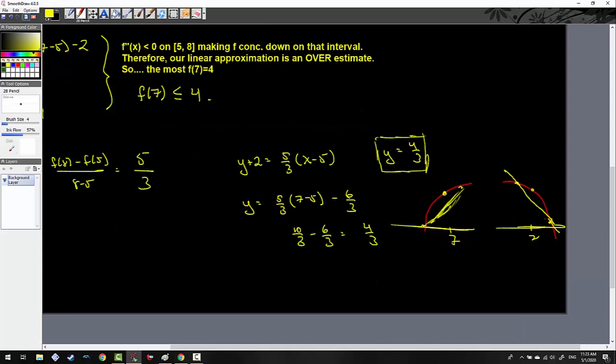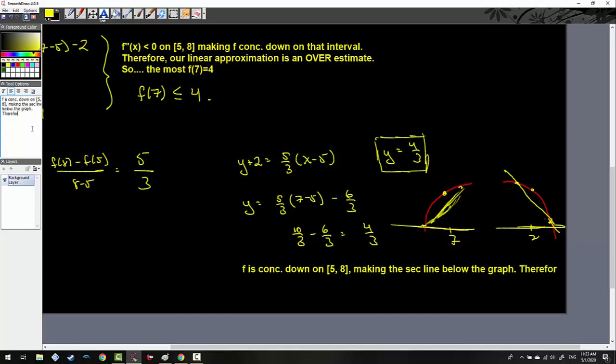What you say is that f is concave down on 5 to 8, making the secant line below the graph. Therefore, f of 7 must be greater than or equal to 4/3. So really, really odd problem for part D.